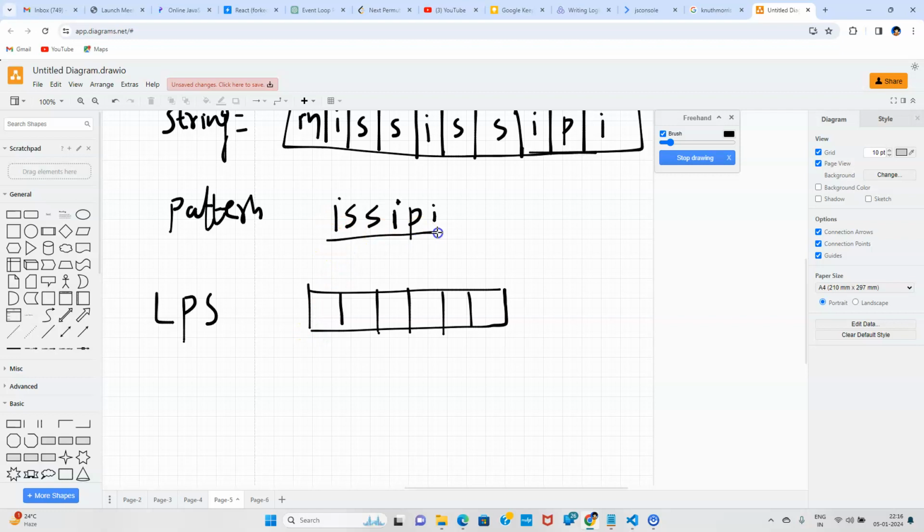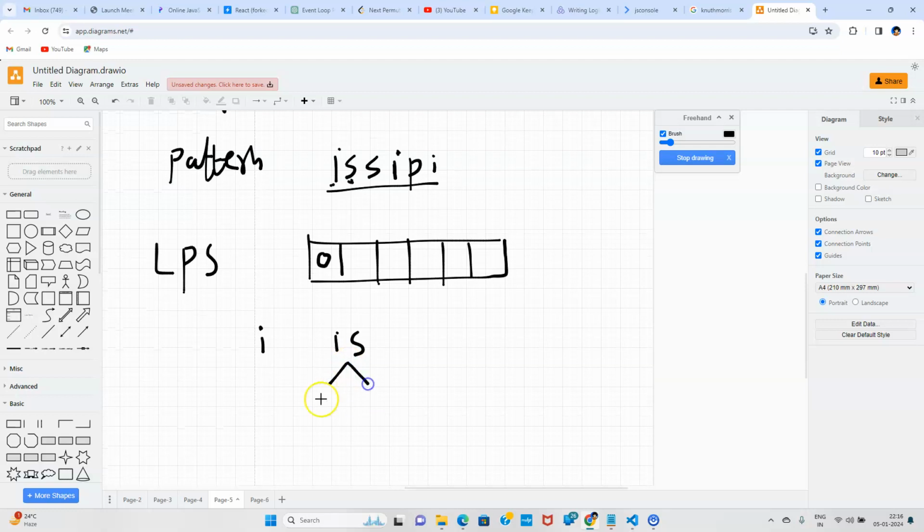So here we have a string of length 6. The first one is going to be I. So we'll take an I, which is of length 1, right? The prefix and suffix will be of length 1 only, so we'll make it a 0, okay? And take S. If you take IS, from this we can generate one prefix and one suffix, that is I and S. Here none of the prefixes is matching with the suffixes, so it is going to be 0.